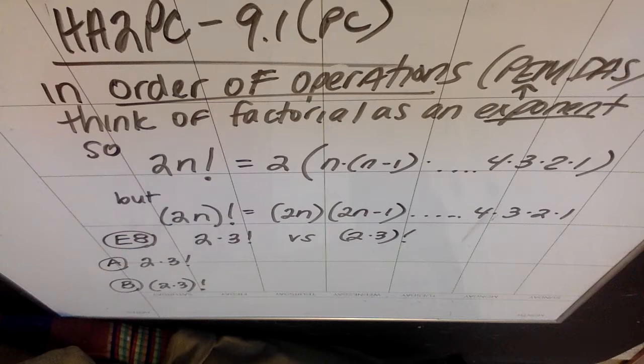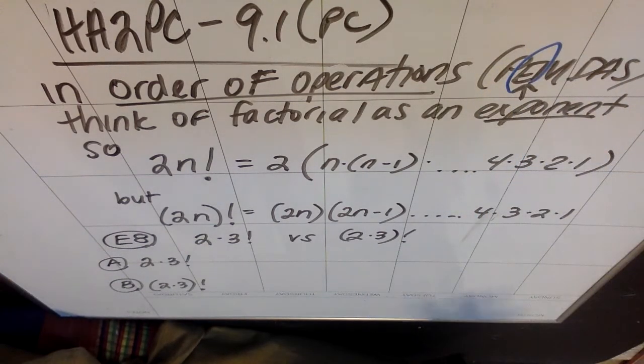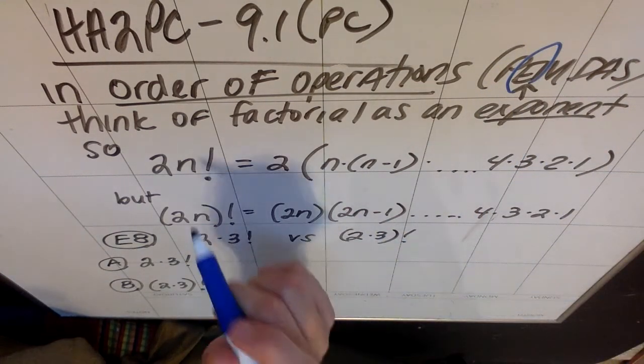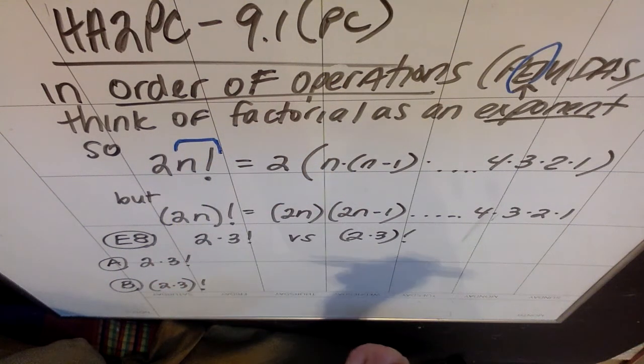Think of a factorial as roughly an exponent. That's where it falls in order of operations. It lives where the exponents live. So for instance, 2n factorial, like the number 2 and then an n factorial, because my factorial is an exponent, that's how I'm treating it. It's not actually exponential, but I'm treating it like an exponent. That means that this happens first in order of operations. The n factorial happens first.